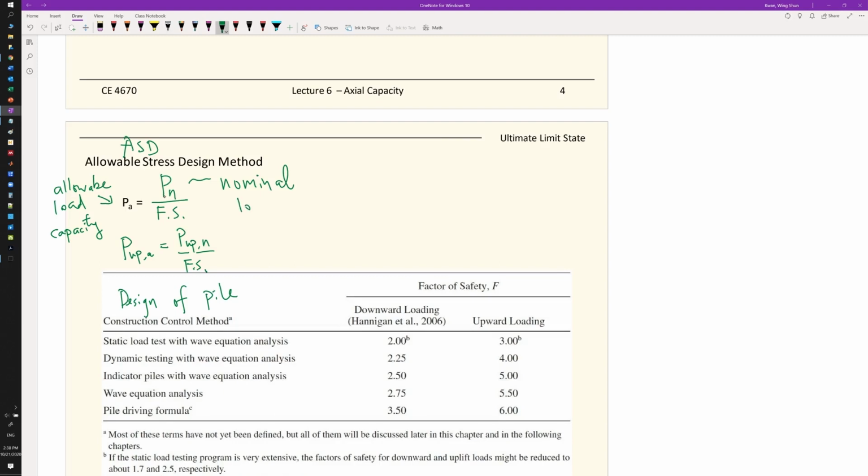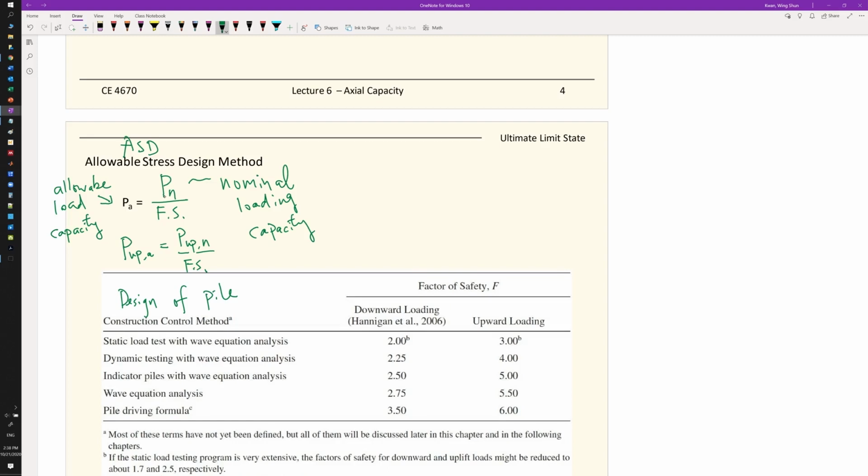Nominal loading capacity. That is P sub n, and it can be either tension, which means upward loading, or compression loading, downward loading. So the key now, the geotech part, is how to come up with this P sub n, this nominal loading capacity. That will be the geotech design that this lecture will focus on.